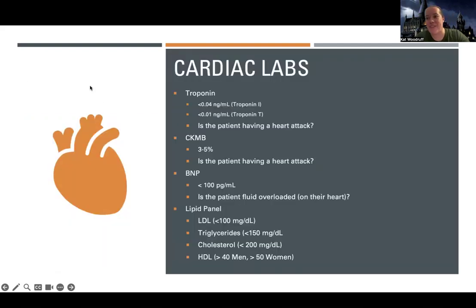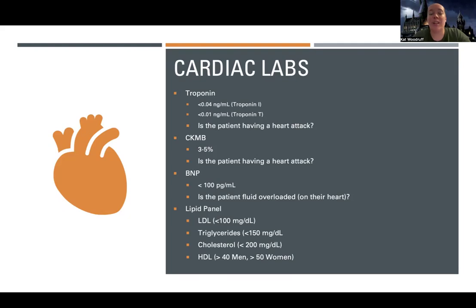Cardiac labs, my favorite. So there's troponin, CKMB. These are your kind of heart attack labs. It's going to vary. There are 2 types of troponin tests, and there's also what we call the CKMB. It does vary a little bit. But as a whole, these should not be elevated.